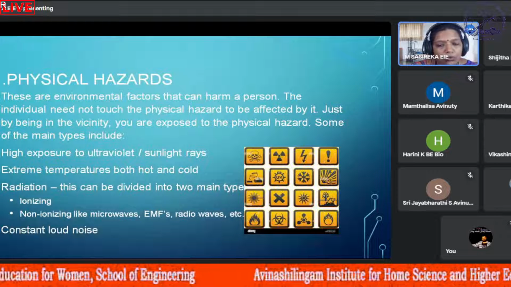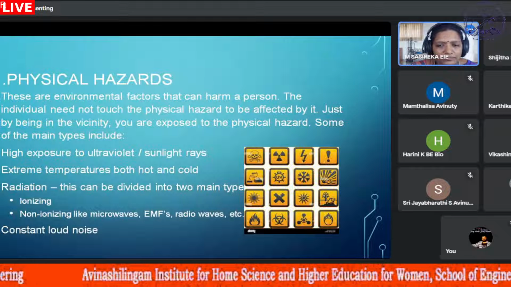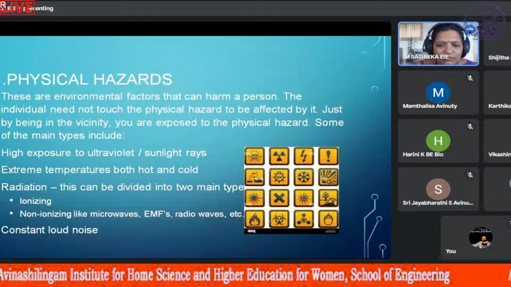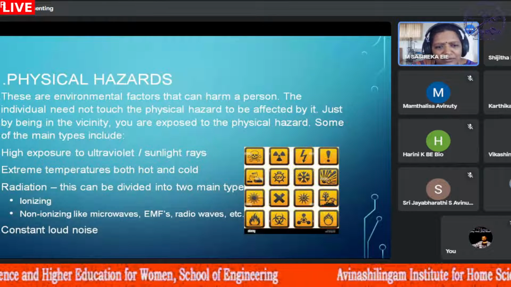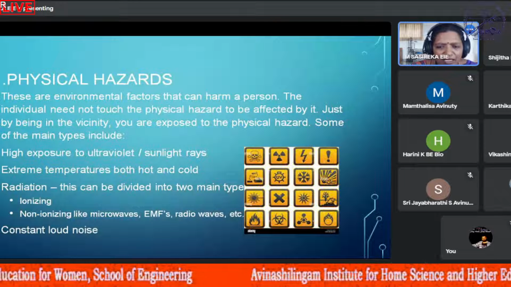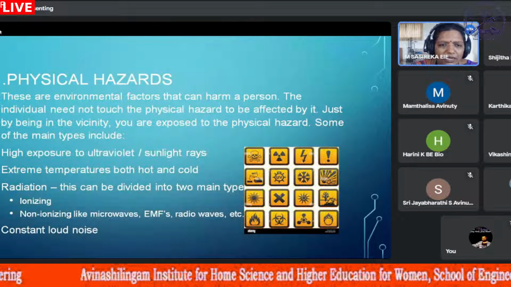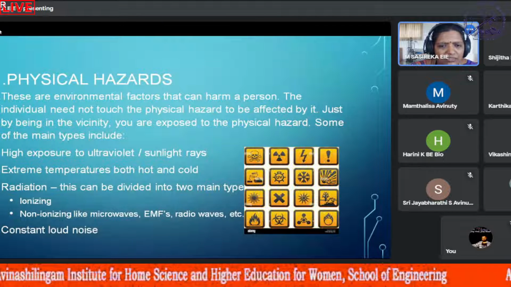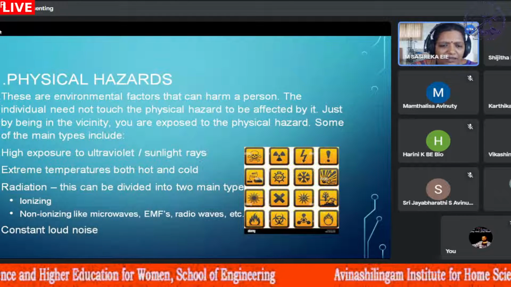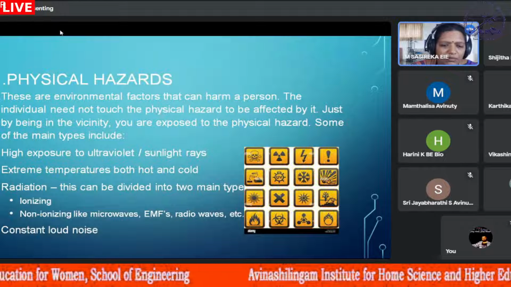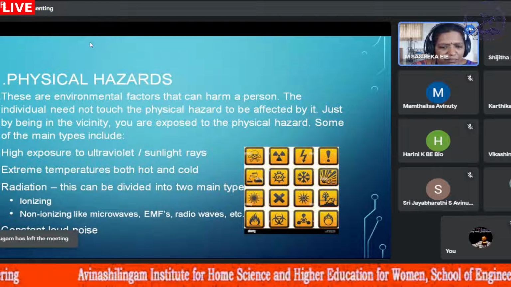And continuous loud noise environment. People working in a mill, a flour mill, or where they use a machine, there you will have loud noise. When they are continuously exposed to that type of loud noise, then they will definitely face hearing problems. Okay, so in the long term, if they are exposed, it may lead to deafness.